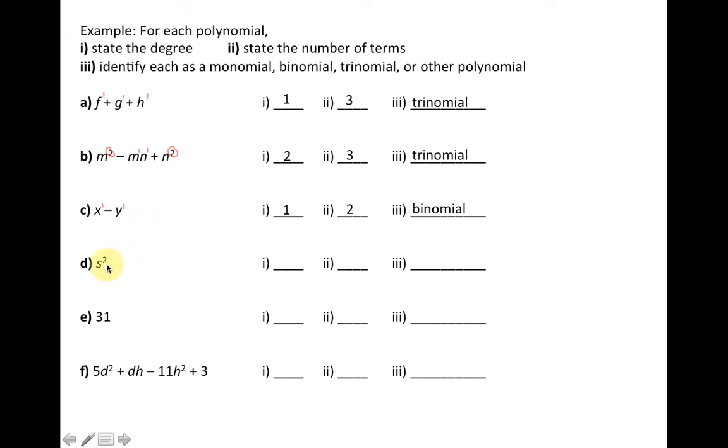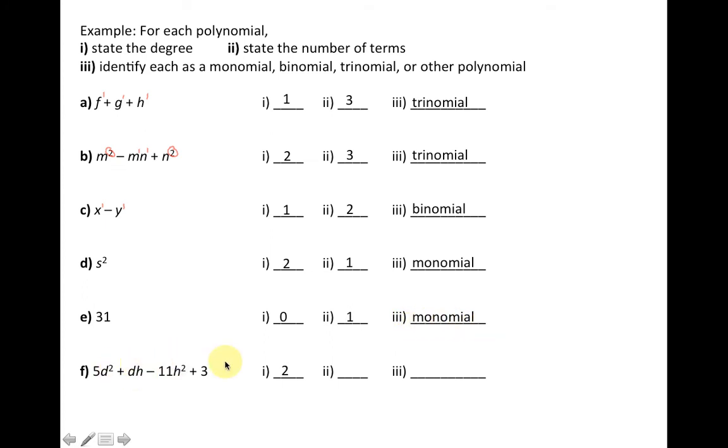Next, you can see that we have a single term, and in this term we have degree 2. So there we go, degree 2. There is a single term, as I mentioned, and so we call this a monomial. Next we have 31, which is a number. There are no variables, and that explains why the degree is 0 here. It's a single term, and again we call this a monomial.